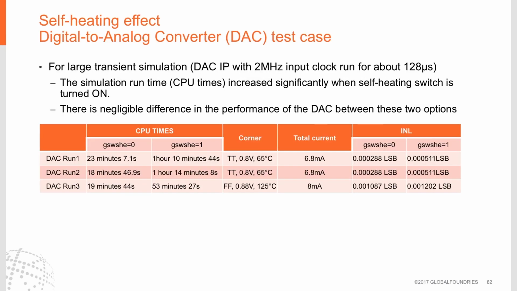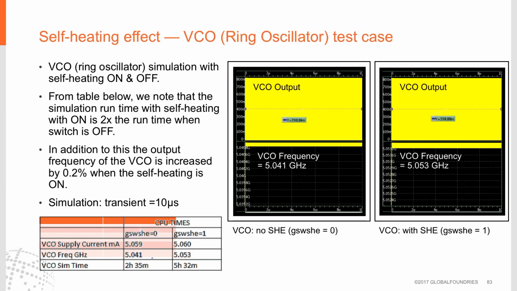One of the effects of simulating with self-heating turned on is longer simulation times. In this case, we ran a DAC with and without self-heating turned on. No significant difference was observed in the I&L simulation results, but the CPU time was dramatically increased. A similar effect was noted with the VCO ring oscillator, with and without self-heating turned on. With self-heating turned on, we saw no real significant difference in the output, but again we noted a dramatic increase in simulation time.